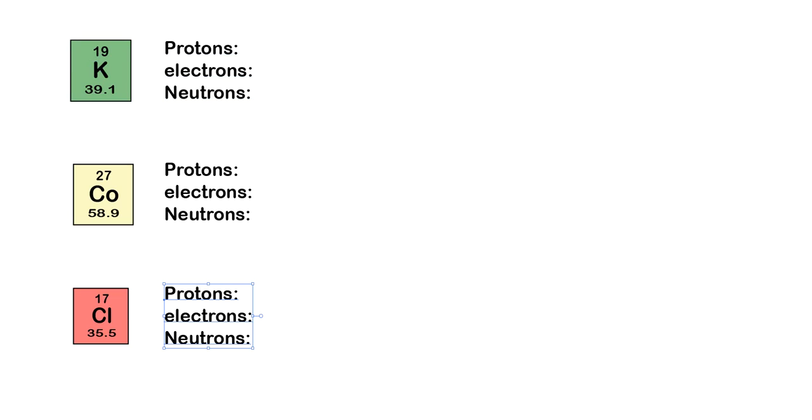So let's grab our pen tool again here. 19 protons. So how many electrons does it have? Well, electrons equals protons in this instance. So we've got 19. We'll talk about ions later when that changes. Okay, so neutrons. We've got 19 protons, and we've got 39.1 here. Now you can't have 0.1 of a neutron, so we're always going to round.